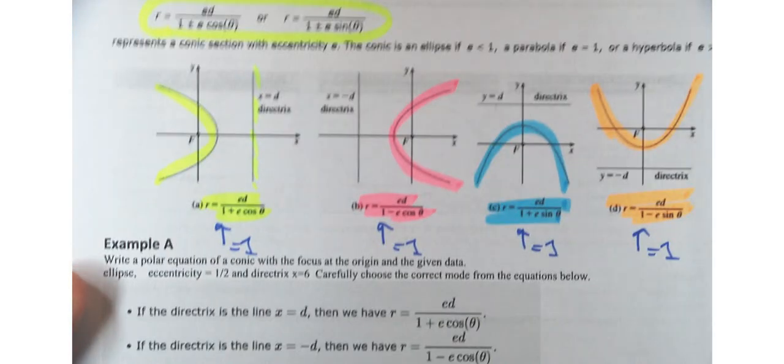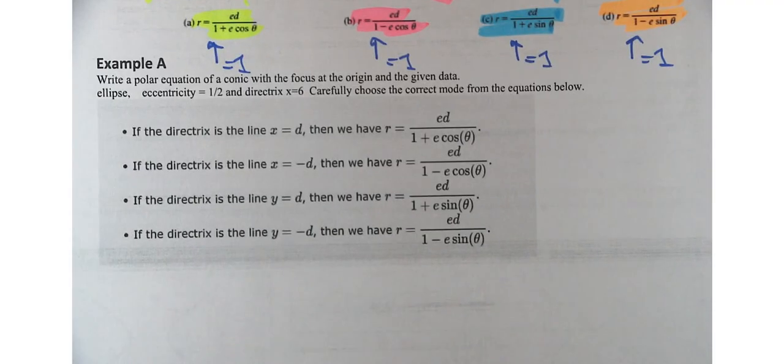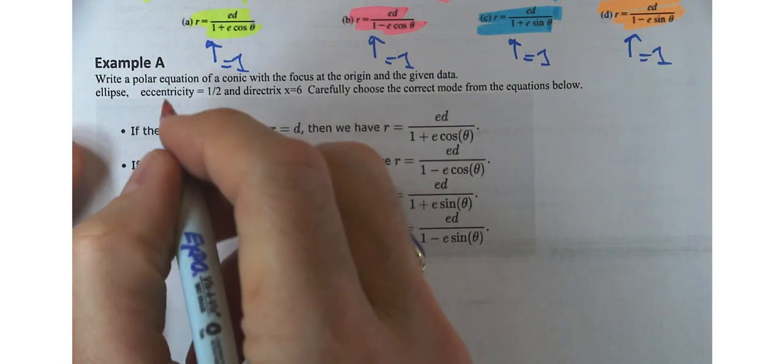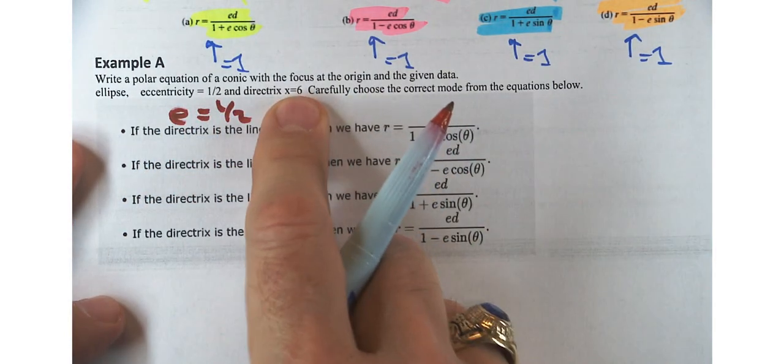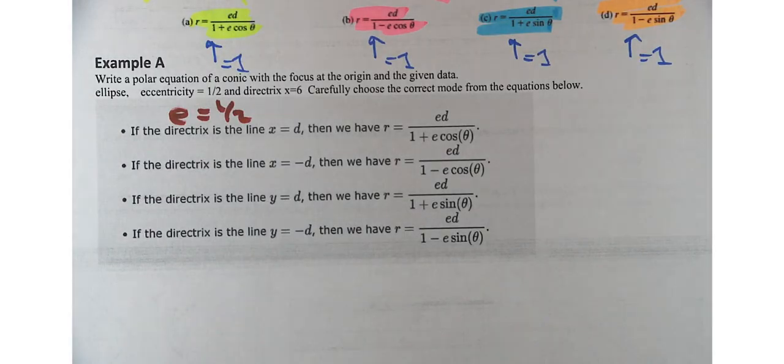So let's see if we can figure out what's going on with example A. It says write a polar equation of a conic with a focus at the origin and the given data. Our eccentricity is 1/2 and the directrix is x equals 6. So that's telling us a couple things that we should take note of. First of all, that E is 1/2. This is telling us that x equals 6 is the equation of the directrix.